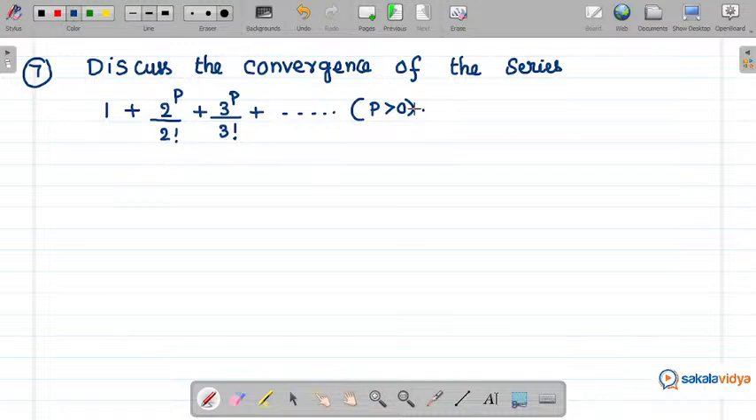Here the nth term is not given. First we need to decide the nth term. After that we can proceed to apply D'Alembert's ratio test. Okay, let us go for the solution now.